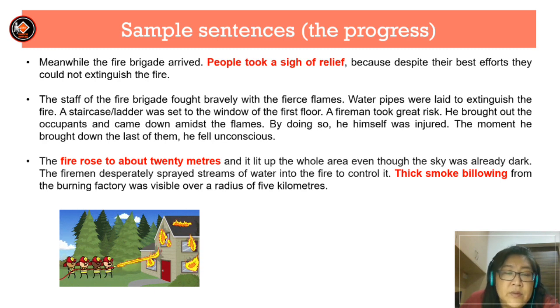The fire rose to about 20 meters, and it lit up the whole area even though the sky was already dark. The firemen desperately sprayed streams of water into the fire to control it. Thick smoke billowing from the burning factory was visible about a radius of 5 kilometers.